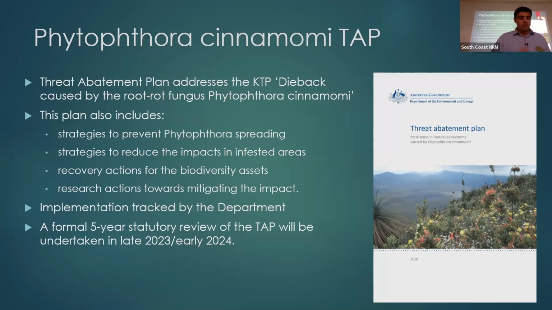There's also a background document that sits alongside this document, and that provides information on the scope of the problem, the characteristics, biology and distribution of the pathogen, and impacts of the environmental management practices. This threat abatement plan addresses the key threatening process that dieback is listed under, which is dieback caused by the root rot fungus Phytophthora cinnamomi, and it includes strategies to prevent Phytophthora spreading, reduce impacts in infested areas, recovery actions in biodiversity areas, and research actions towards mitigating the impact.